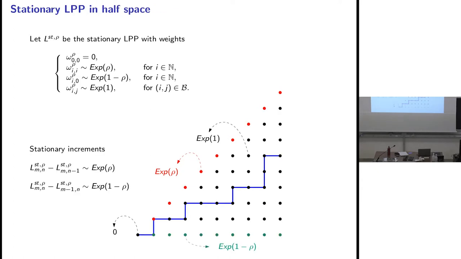The second model that we consider is the stationary last passage percolation. And here you see why we defined in the previous model to have the first line be identically zero, because here we change the randomness. So on the diagonal we have the same kind of randomness, and the same happens in the bulk. But here we are adding an extra boundary condition to the model. So on the horizontal line we put exponentially distributed random variables of parameter one minus rho, but we leave the origin to be identically zero.